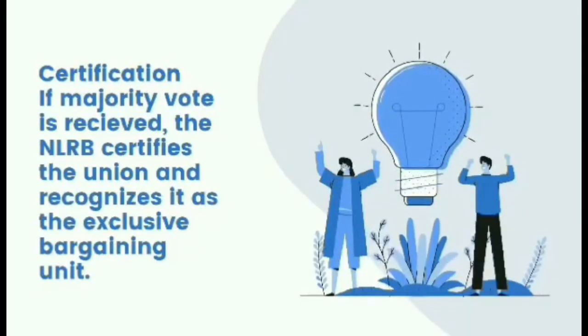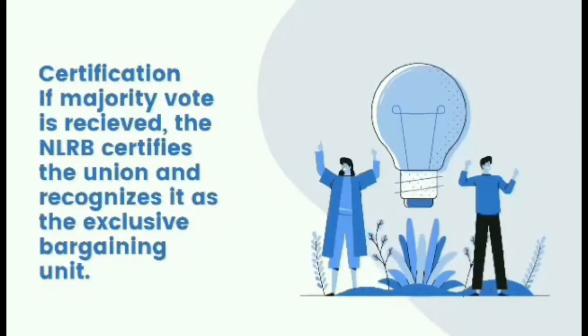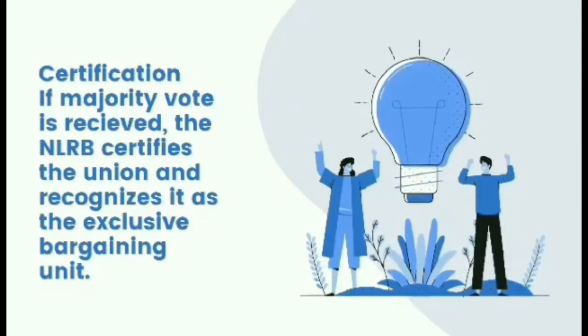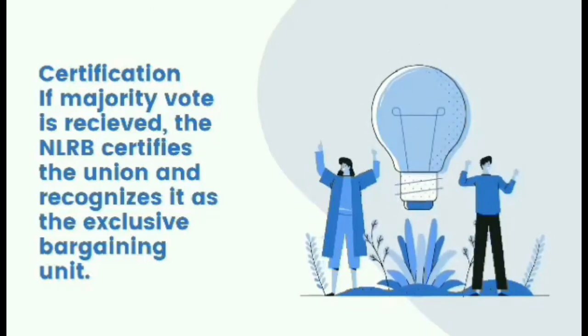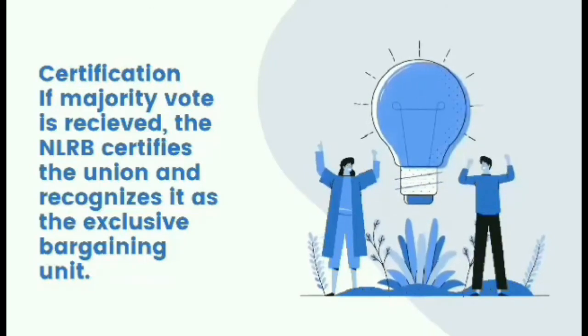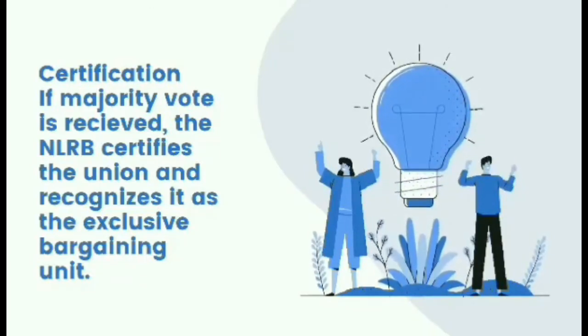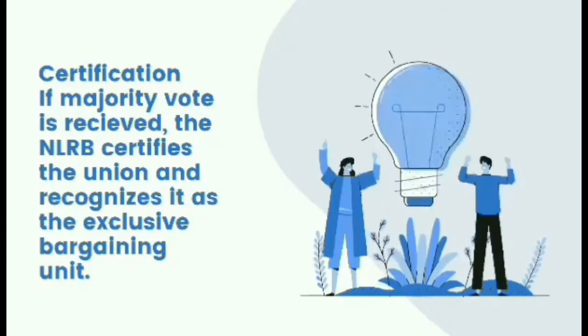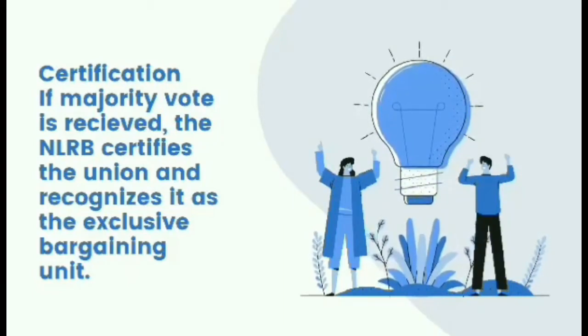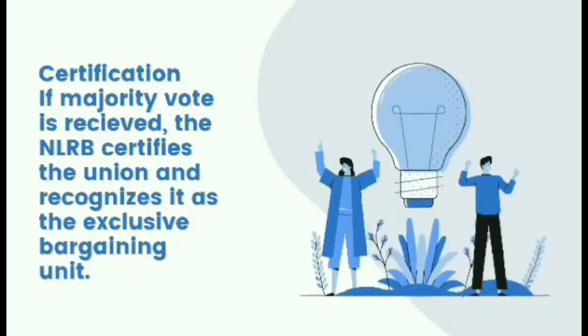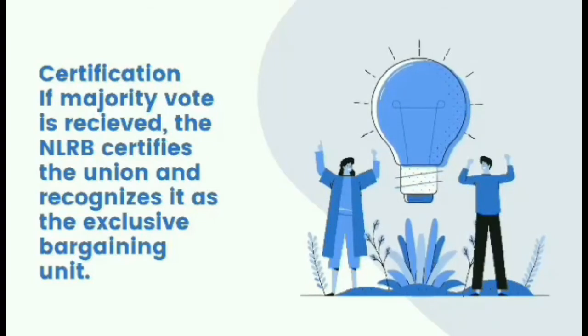Certification. If a majority vote is received, the NLRB certifies the union and recognizes it as the exclusive bargaining unit, whether the individual in the certified bargaining unit voted for or against the union. Each worker is covered by the negotiated contract.